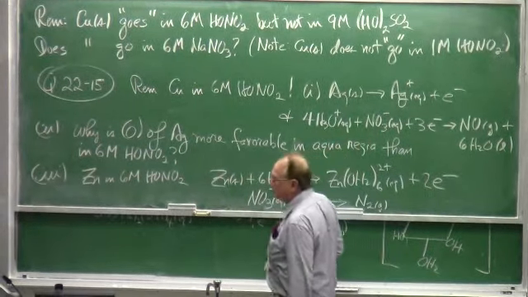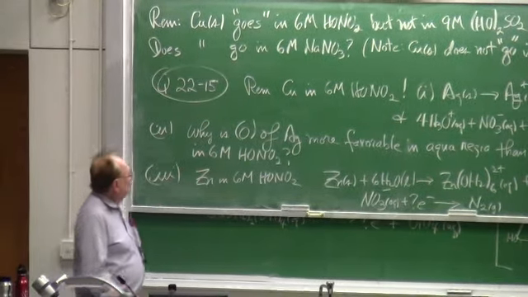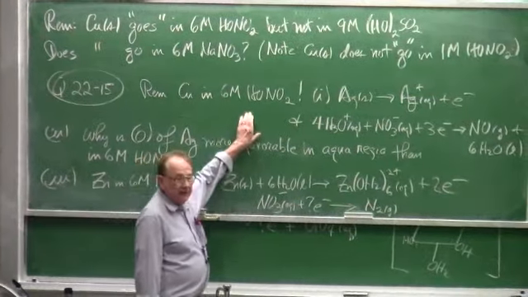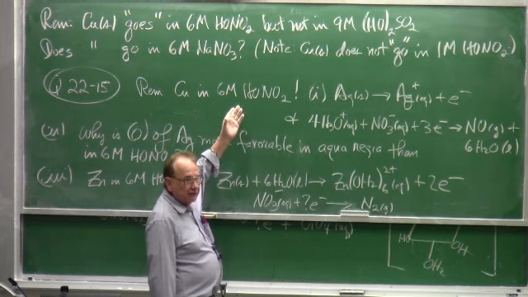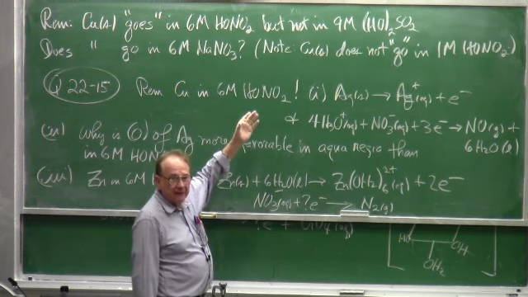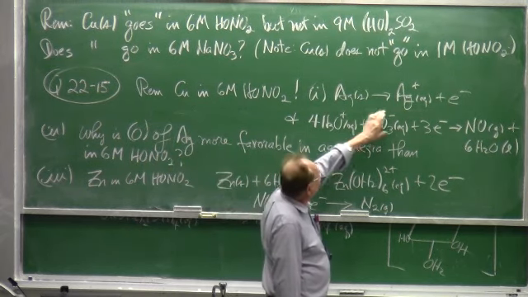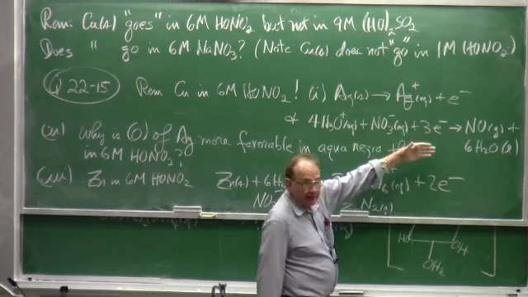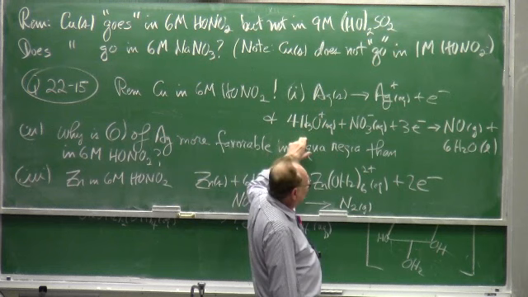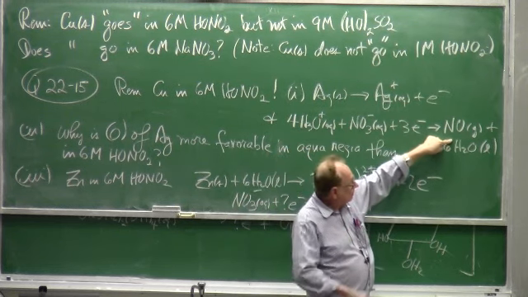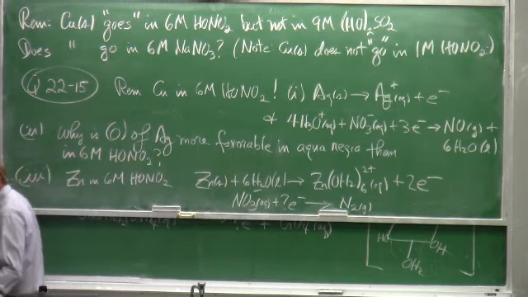So, we'll start at the top, question 2215, which was silver being oxidized in 6 molar nitric acid solution. The chemistry is essentially the same as that of copper being oxidized in 6 molar nitric acid solution. Silver converts to silver ion aqueous, and here is the half reaction which shows the reduction of nitrate ion supported by hydronium ion to make NO as the reduction product along with water molecules.